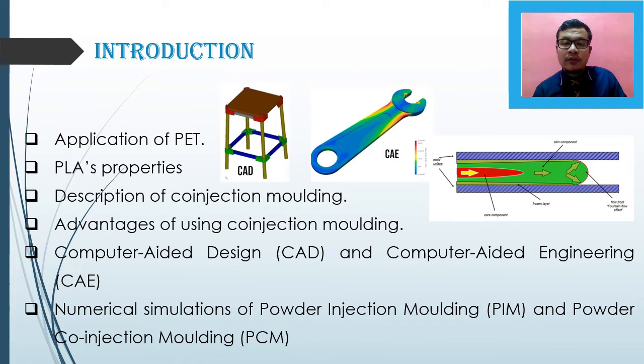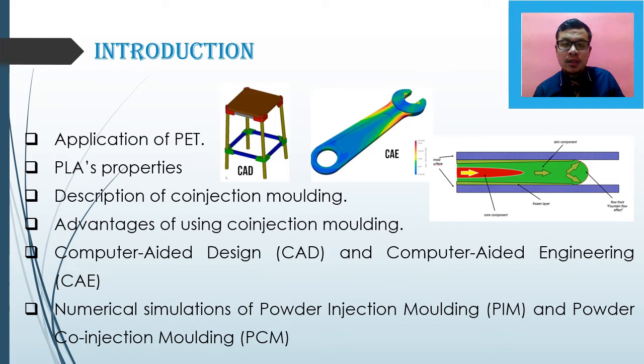Fourth point is the advantages of using the co-injection molding process. This approach was created to provide greater flexibility in part design and manufacturing by exploiting the best feature of each material. Next point is computer-aided design (CAD) and computer-aided engineering (CAE), where CAD systems assist in the efficient creation of a new product, while CAE systems are used to forecast and analyze future capabilities of a product.